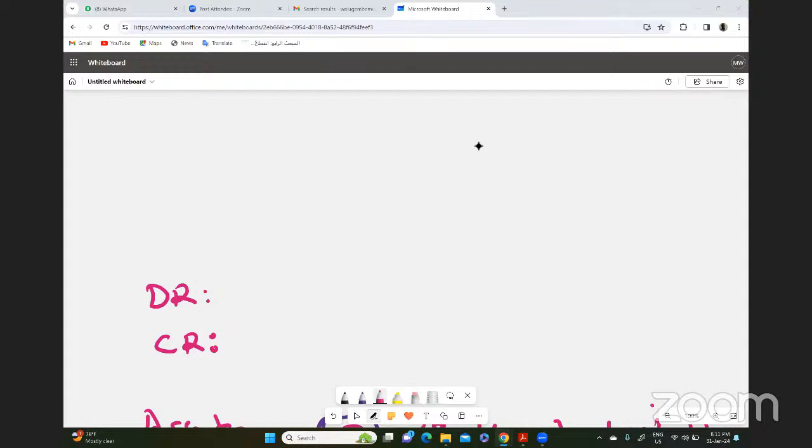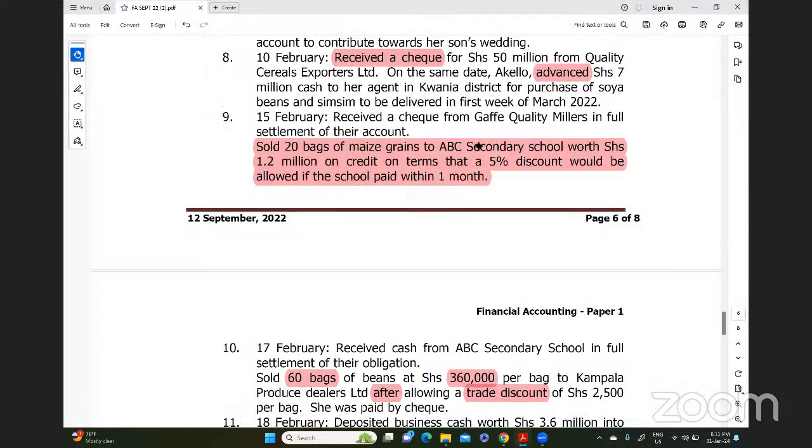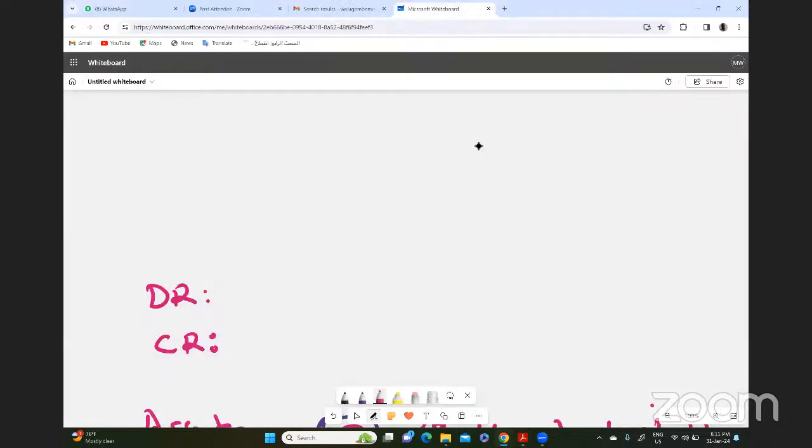Okay. So for example, a transaction like sold 20 bags at 1.2 million. Sold 20 bags. When you sell, you're making sales. Sales are incomes. Are we together? Are we together? Sales are what? Are incomes. So if we are making a sale, it means that incomes are being recognized. So incomes are increasing. And incomes increase by what? By crediting. That's why we are saying that we are going to credit what?